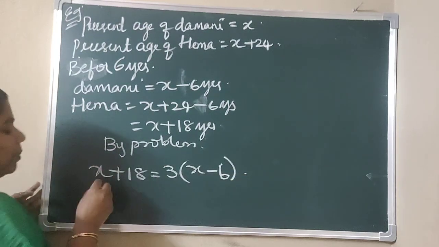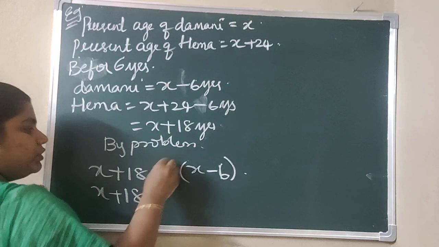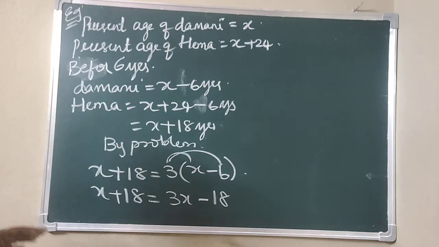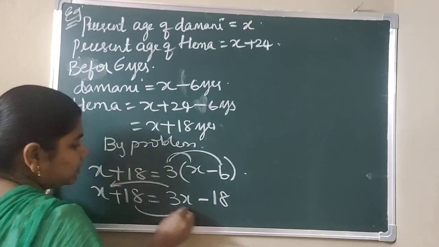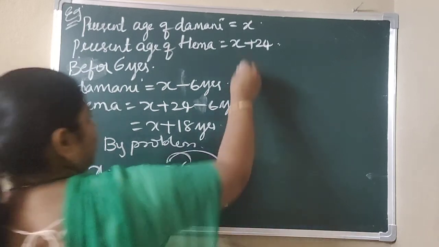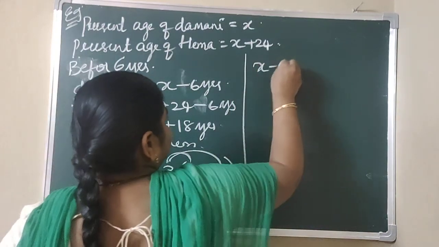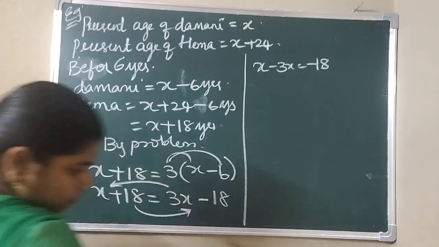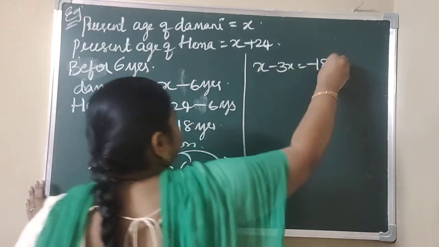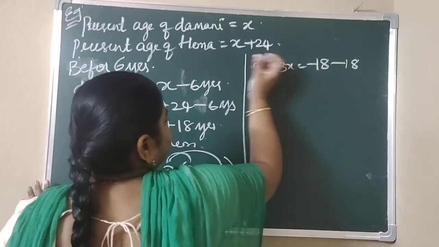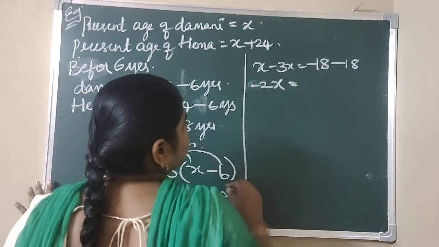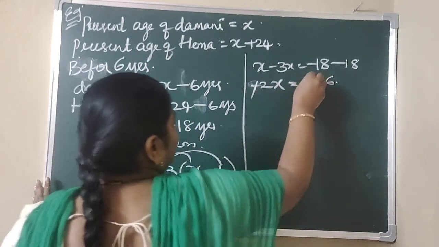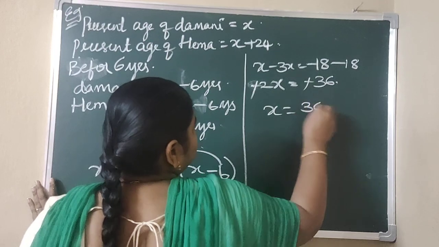Okay, so now we can multiply. x plus 18 is equal to 3 into x is 3x, minus 3 6s are 18. Now transpose the terms, bring this 3x to this side, send that plus 18 to the other side. So it will be x minus 3x will be equal to minus 18, minus 18. So x minus 3x will be minus 2x is equal to minus 36. So here minus, minus will get cancelled. x is equal to 36 by 2.